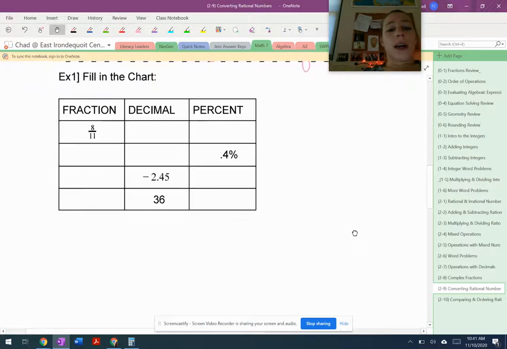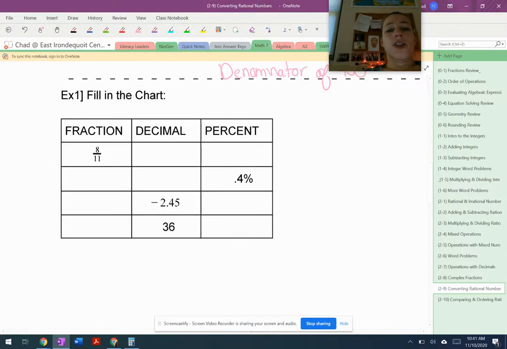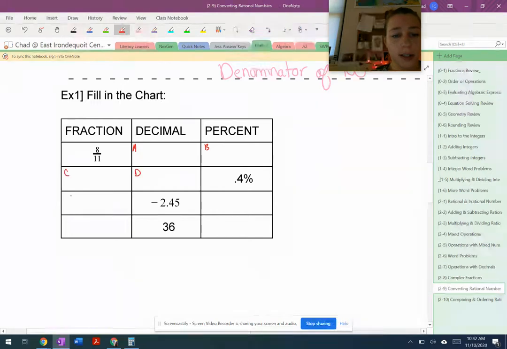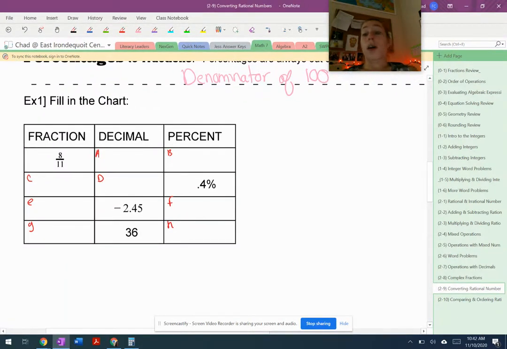Right, here we are looking at example 1. We're going to fill in this chart for Math 7 2-9. So I'm just going to take a second and letter all of these blank spaces A, B, C, D, E, F, G, and H, just so we have a better idea of what we're talking about. I need to fill in the chart, and it's asking me to go back and forth, converting fractions to decimals and so forth.